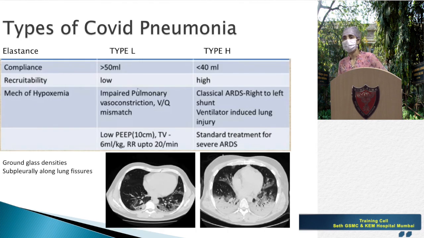There are two types of COVID pneumonias or ARDS which have been found. One is with low elastance and the other is high elastance. Here the compliance is more than 50 and here the compliance is less than 40. This compliance value we can measure from ventilators. Some newer ventilators will give you the direct value and otherwise you can derive it from the expired volume divided by the plateau pressure. So recruitability is low here, and here it is high.